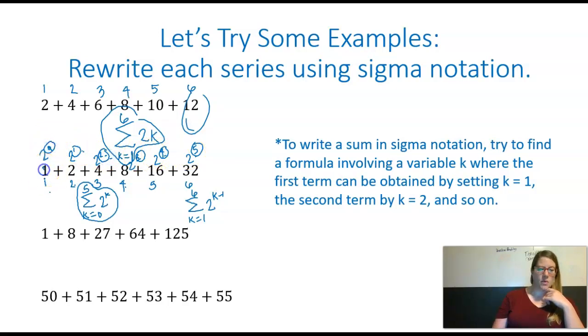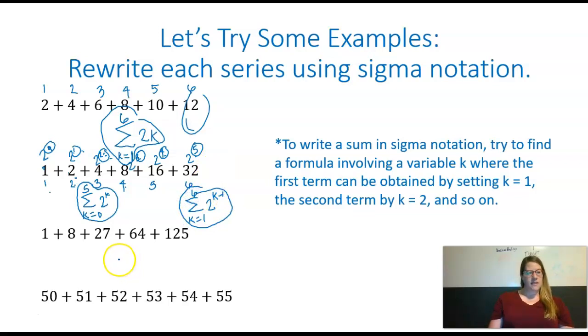2 to the 0 power is 1. 2 to the first power is 2. 2 to the second power is 4. Okay, I need each term to come out correctly, but you might be able to adjust where it starts and stops, and the formula may be adjusted a little bit to make that work. So you just got to be thinking about it. Does it actually give me the same series? If yes, then it works, and it's great.